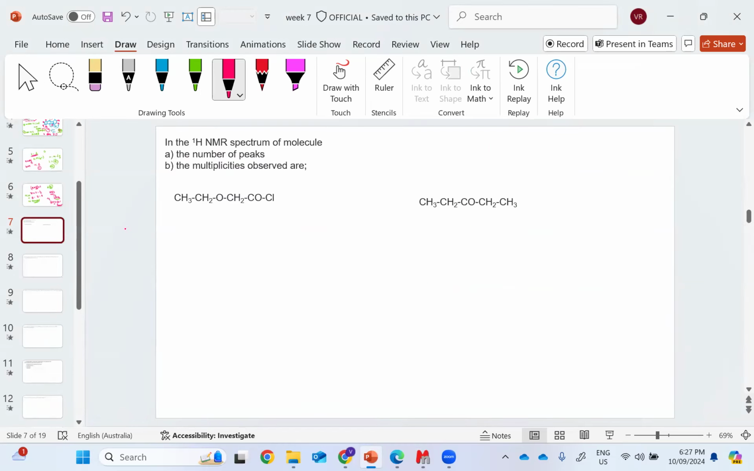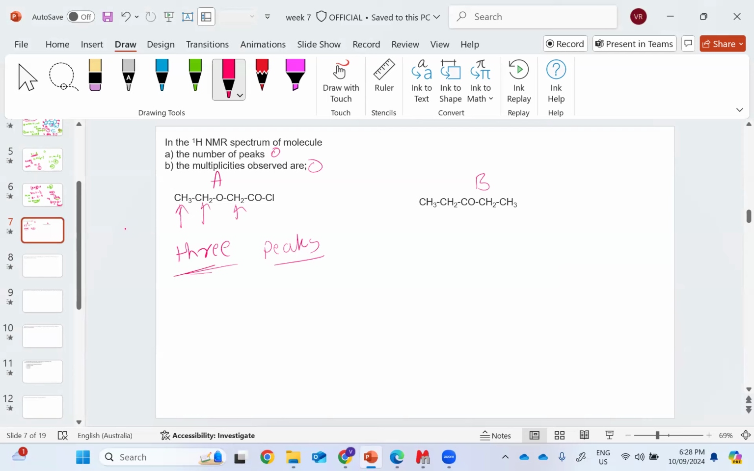All right. So the next question is, in the 1H NMR spectra of a molecule, the total number of peaks that we need to mention as well as the multiplicity observed. So let's take it one by one. This is molecule A and this is molecule B. Let's take the first molecule. For the number of peaks observed, here there will be one set of protons, another set of protons, and here also another set of protons. So there will be three peaks available, right?